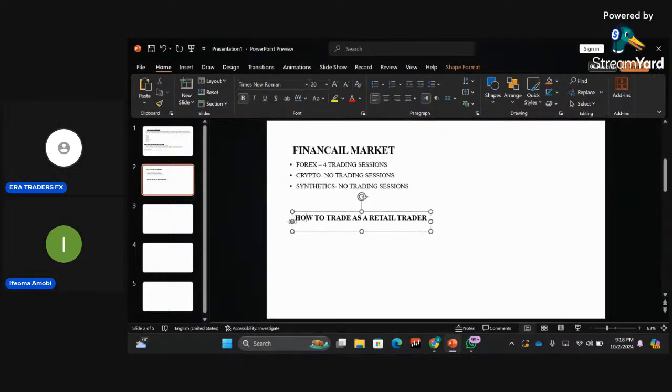All right. So I said that as a retail trader, we use technical analysis. There is technical analysis, fundamental analysis, sentimental analysis. So what you need as a retail trader, the first thing you need is your device. You need your device, which is maybe your system, your phones. That's all you need, and you need a broker.